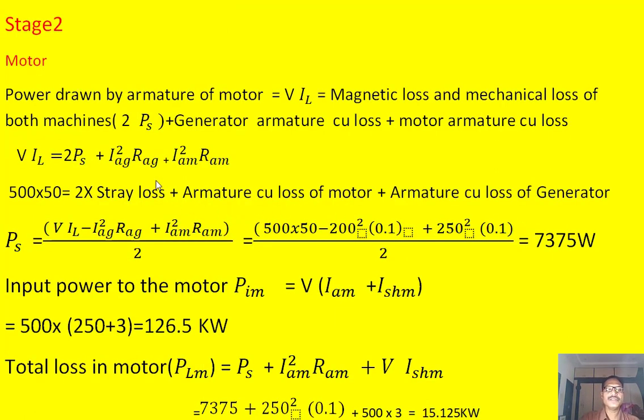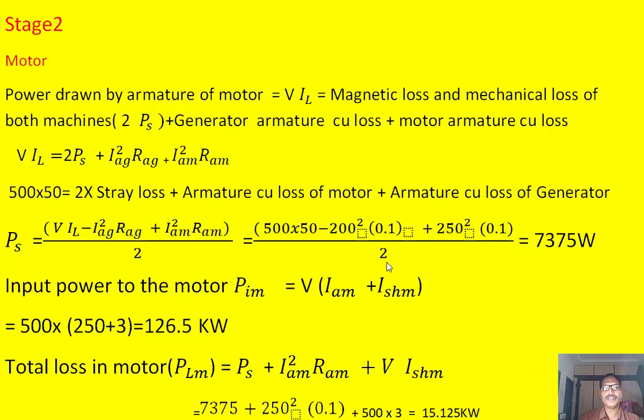So from this equation we can write Ps, that is the stray loss of each machine, is given by this VIL minus this armature copper loss, divided by 2, which will give us the stray loss of each machine. That is equal to 500 into 50 minus 200 square into 0.1 plus 250 square into 0.1, divided by 2.